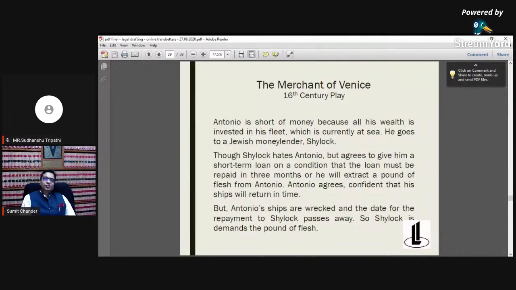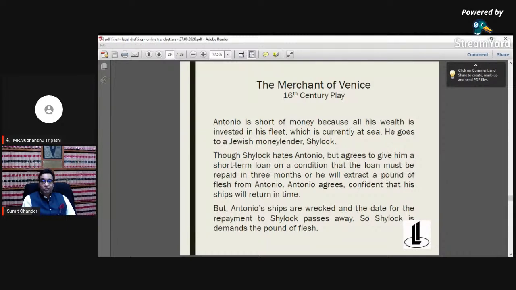So he goes to a Jewish moneylender named Shylock. Now, though Shylock hates Antonio, he agrees to give him a short-term loan on a condition that the loan must be repaid in 3 months or he will extract a pound of flesh from Antonio. Now, Antonio agrees, confident that his ships will return in time.